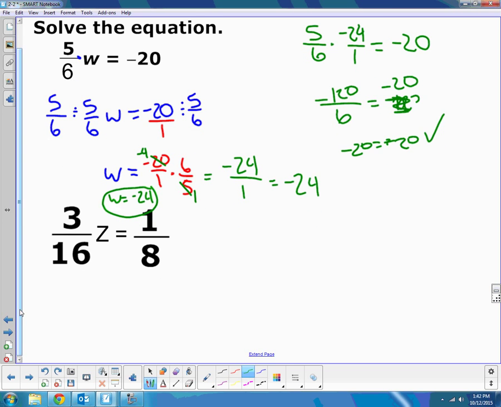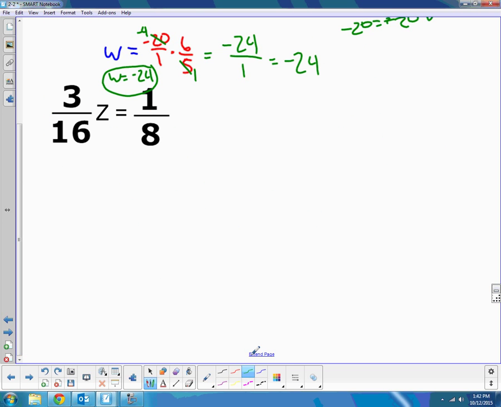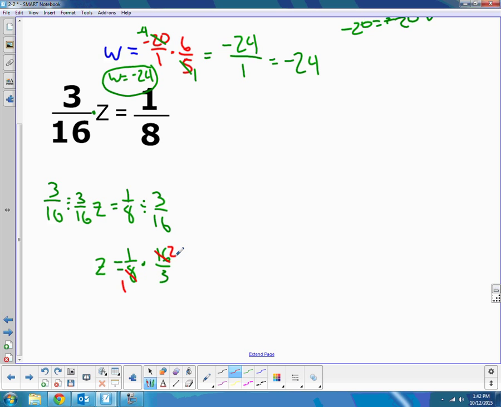Bottom one, same idea. It's 3/16 times z. So I'm going to do 3/16 divided by 3/16 because that gives me just 1 z left over, which is what I want, 1 z. And then 1/8 divided by 3/16. So when I do that, I can leave the first fraction alone, take the reciprocal of the second fraction, and you could just multiply straight across, that'd be fine. I'm going to reduce first. I can divide this by 8 and get 1, and divide this by 8 and get 2. So I'm going to get 2/3 as my final answer.